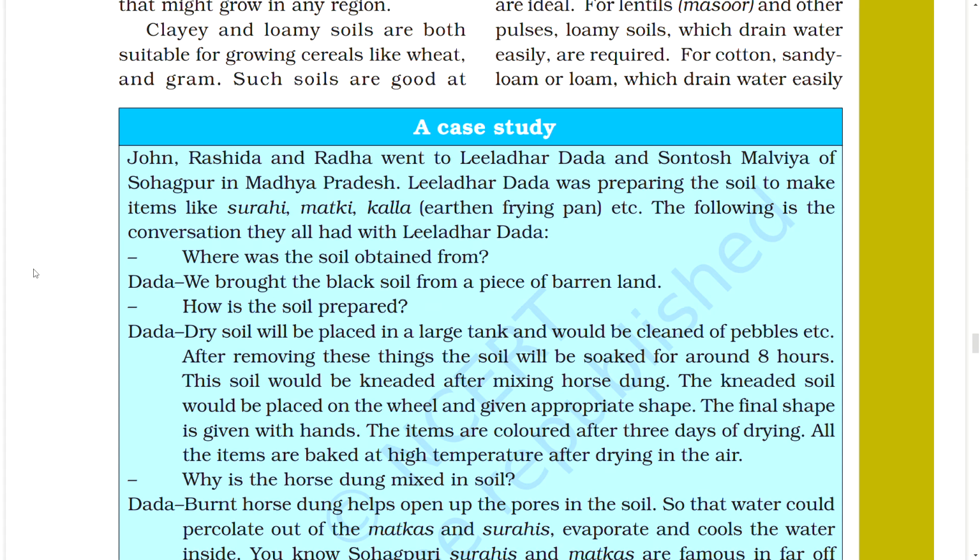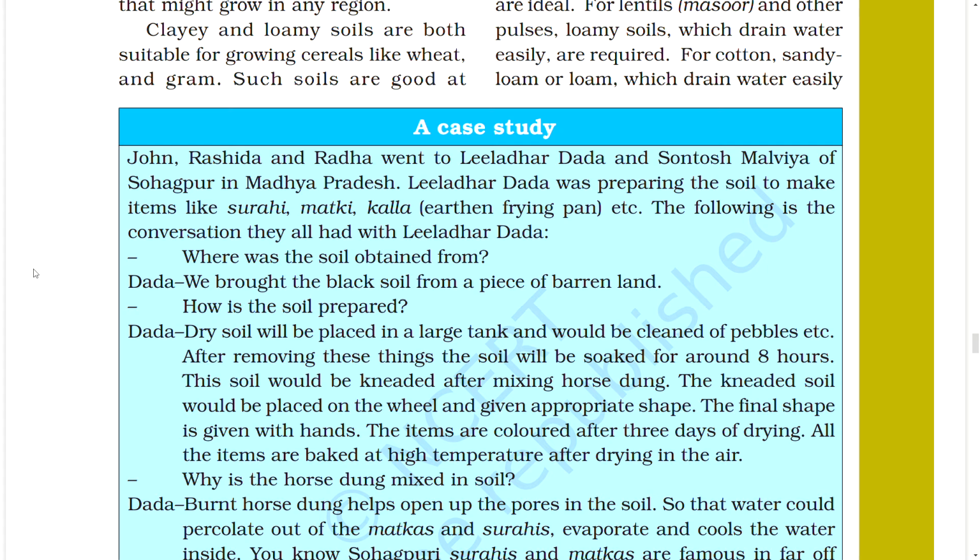A case study. John, Rashida and Radha went to Leeladhar Dada and Santosh Malviya of Sohagpur in Madhya Pradesh. Leeladhar Dada was preparing the soil to make items like surahi, matki, kalla, earthen frying pan, etc. The following is the conversation they all had with Leeladhar Dada. Where was the soil obtained from? Dada said, we brought the black soil from a piece of barren land.